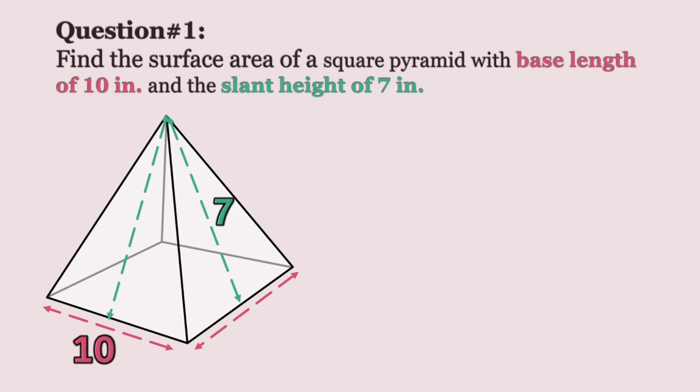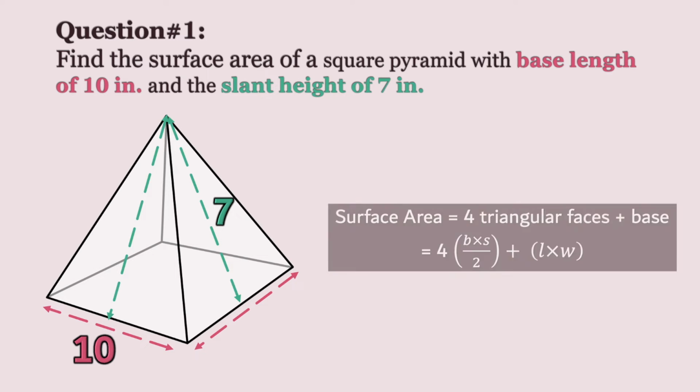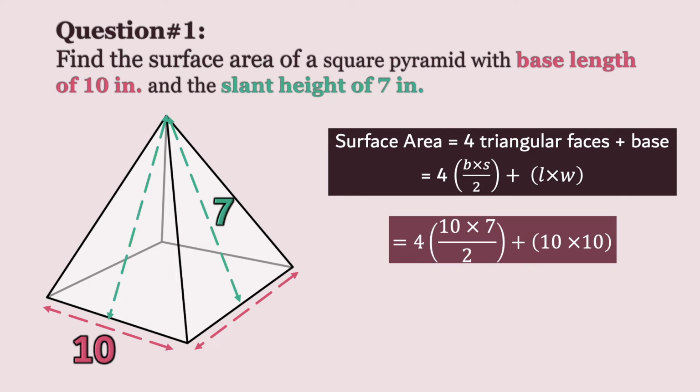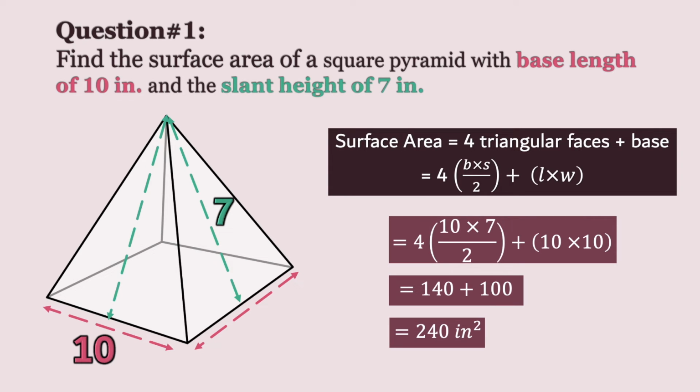Here's my approach to the first question. We will use the formula that was given to us. We have the base of 10 and slant height of 7. So all we need to do is put those numbers 10 and 7 into B and S, and length and width are going to be the same, 10. Therefore, it will be 140 plus 100, which is 240 inches squared.